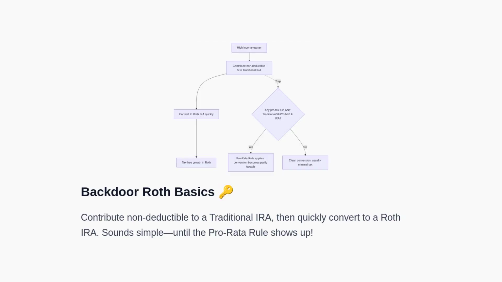The Backdoor Roth is designed for high earners whose income exceeds Roth IRA contribution limits. The idea is to contribute non-deductible after-tax dollars to a traditional IRA and then convert that amount to a Roth IRA shortly thereafter. The goal is to get funds into a Roth where they can grow tax-free. However, this simplicity breaks if you hold pre-tax money in any traditional IRA, rollover IRA, SEP IRA, or SIMPLE IRA. That's where the Pro-Rata Rule applies and can make your conversion partly taxable.